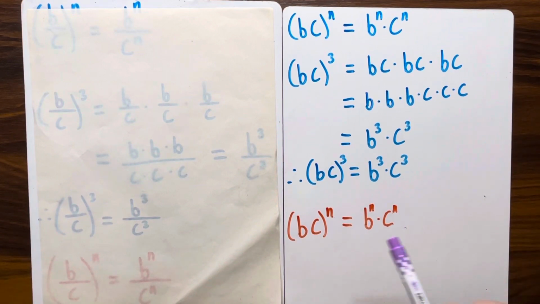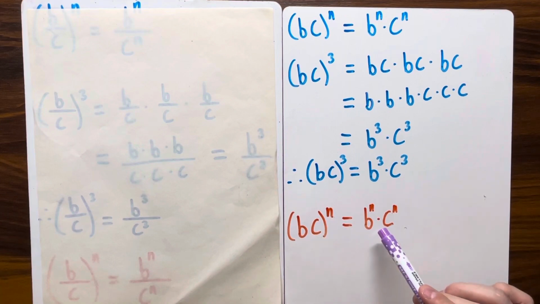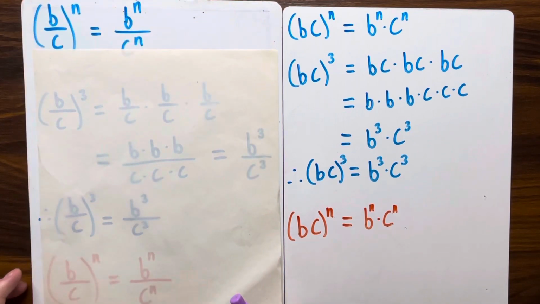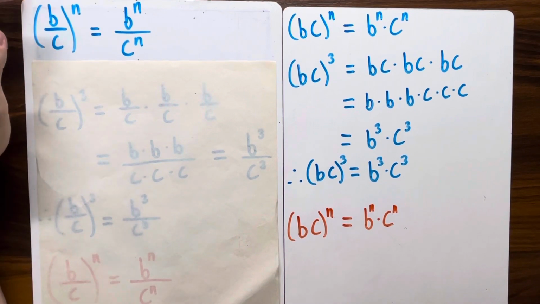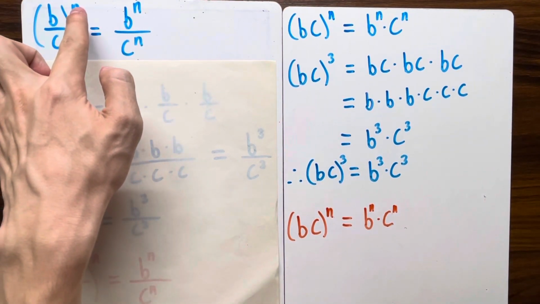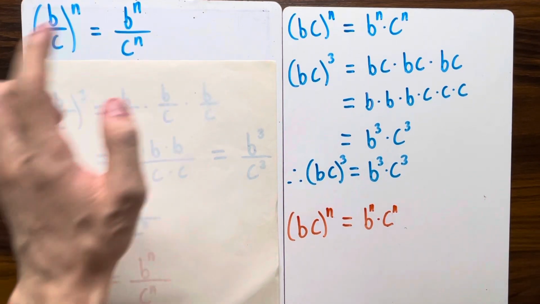So in general, we say that (bc) to some power n is the same thing as b to the n times c to the n. Now what if it wasn't a product? What if it was a quotient? Like this. Well, for the quotient rule for exponents, essentially it's saying the same thing. The n can distribute in. So we get b to the n divided by c to the n.